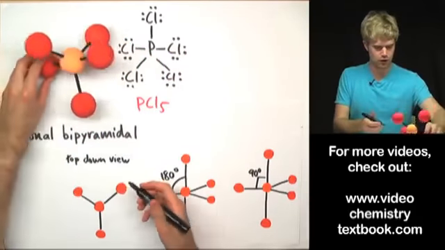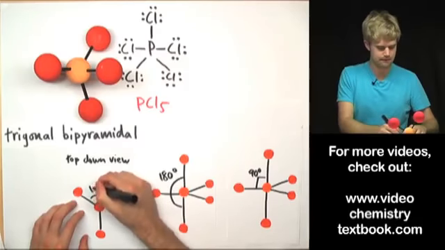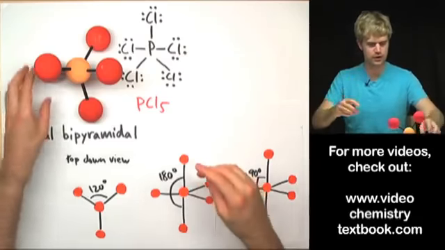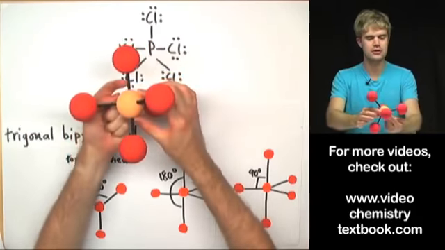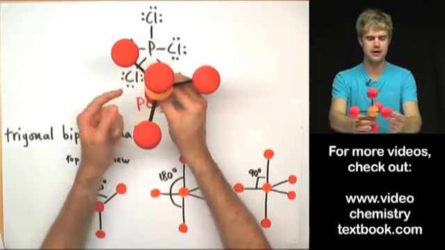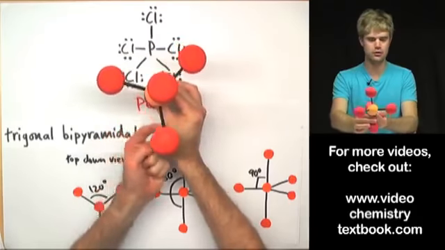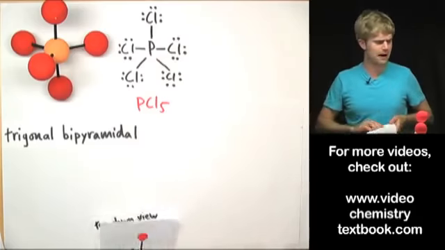And the angle between any of these equatorial bonds is 120 degrees, okay? So in the trigonal bipyramidal molecule, we got 90 degrees here, 180 degrees here, and then top down, we've got 120 degrees between all of these equatorial atoms. All right, so that's trigonal bipyramidal.